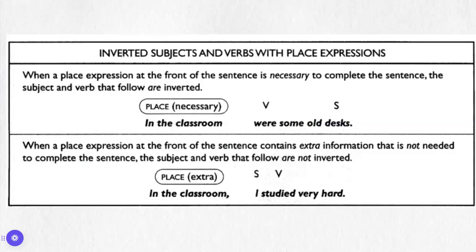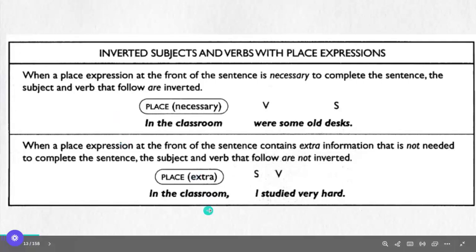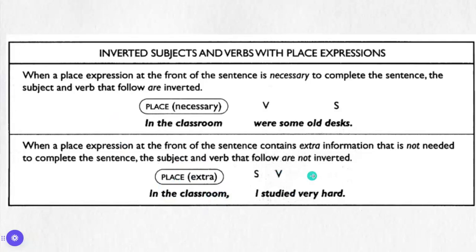But when a place expression at the front of the sentence contains extra information that is not needed to complete the sentence, then the subject and the verb that follow are not inverted. Like this one, in the classroom, comma, I studied very hard. Now, usually the extra information will have a comma to separate the information from the clause. Let's practice.